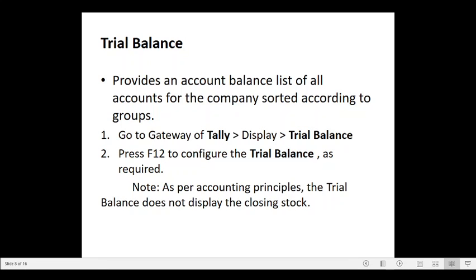Whenever we talk about trial balance, there is a need to know the values, whether it is debit or credit balances for assets, liabilities, income and expenditure. Based on that, it is easy to prepare the trial balance. Whenever we prepare a trial balance, it can be ledger wise. Based on the different ledger accounts, the closing balances are taken to prepare the trial balance. As per the accounting principle, the trial balance does not display the closing stock.